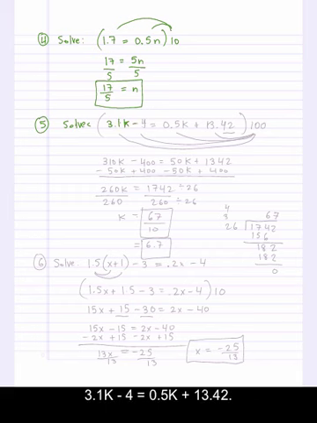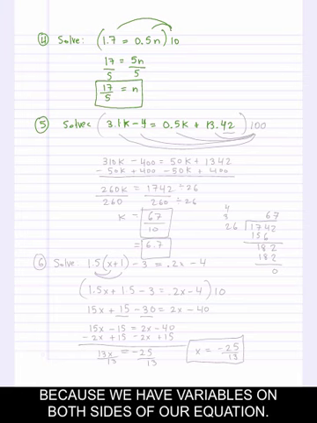3.1k minus 4 is equal to 0.5k plus 13.42. This is a tougher one, right? Because we have variables on both sides of our equation.